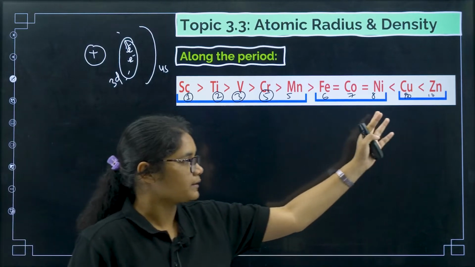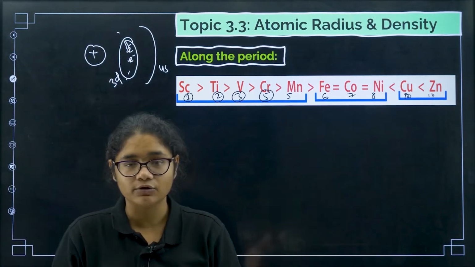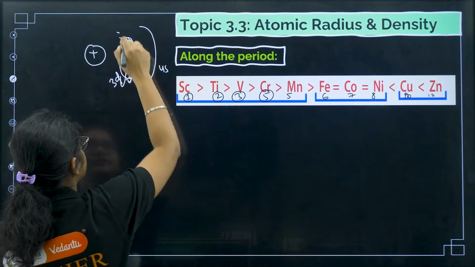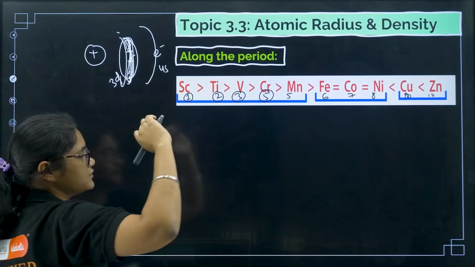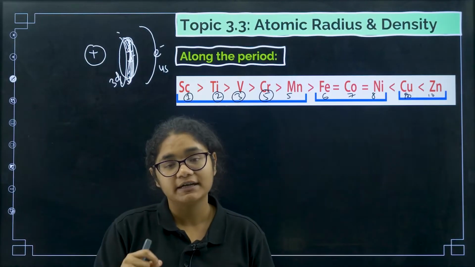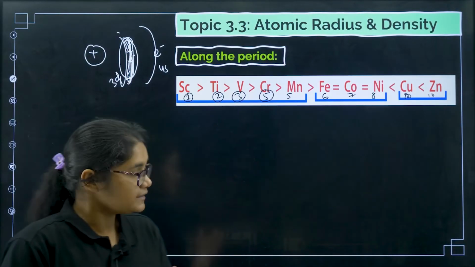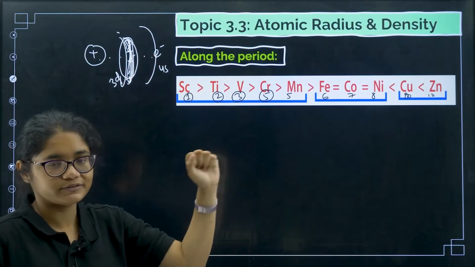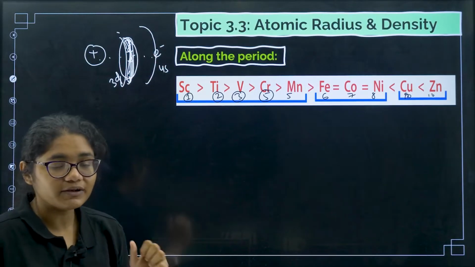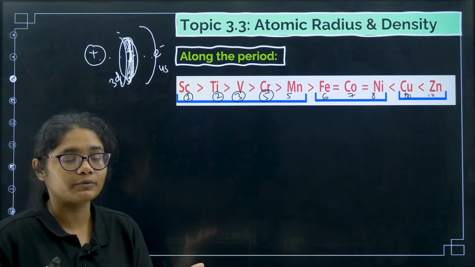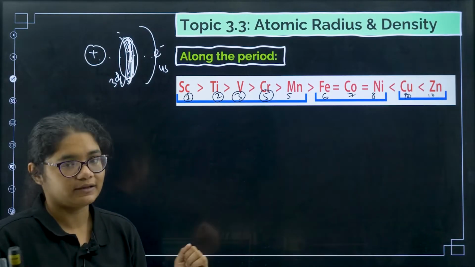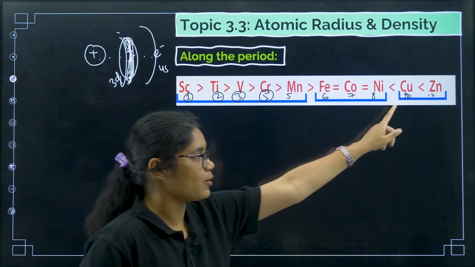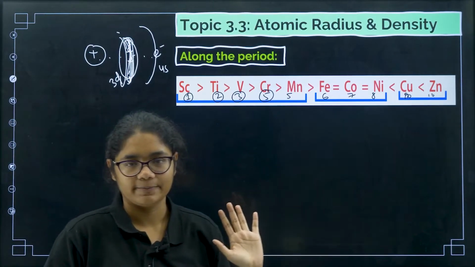Now when you see copper, d10, there are 10 electrons in between here, so they can shield the valence electrons very well. The shielding is very good. When the shielding is very good, the nuclear force cannot reach the last electron. If it cannot reach the last electron, the size will try to increase here, right? That is why from copper to zinc, the size is increasing.